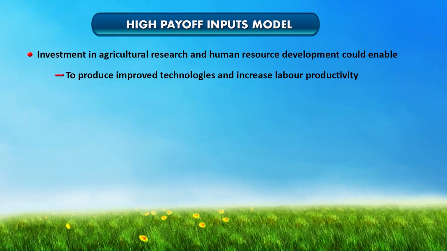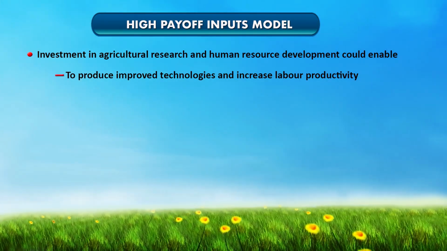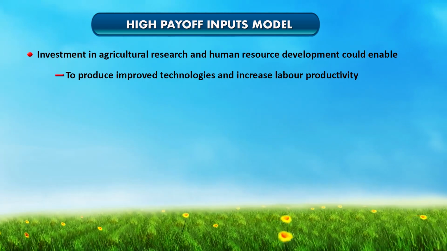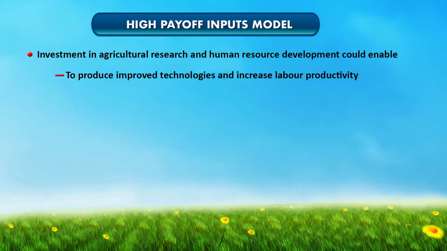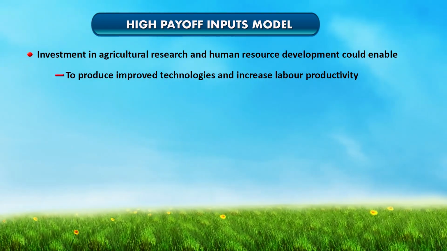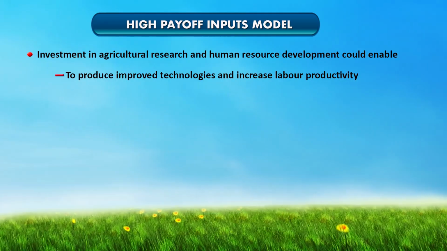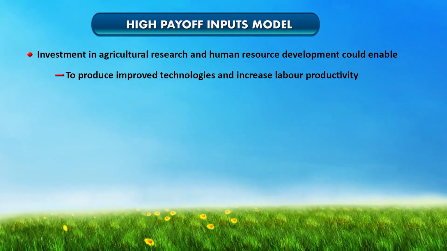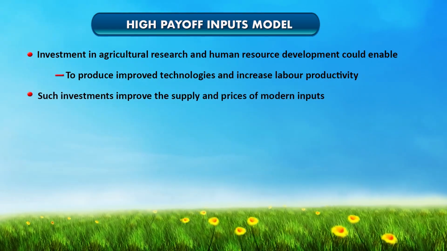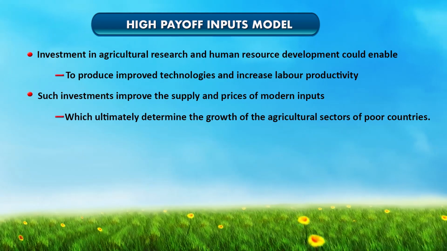And so this high payoff input model talks about investment in agriculture research and human resource development that enables the production of improved technologies and increases labor productivity. So there is a need for investment in the agriculture sector, particularly on research and human resource development. So we can produce new technology for the agriculture sector, and we can increase labor productivity. And such investment improves the supply and prices of modern inputs also, which ultimately determine the growth of the agriculture sector of a poor country.